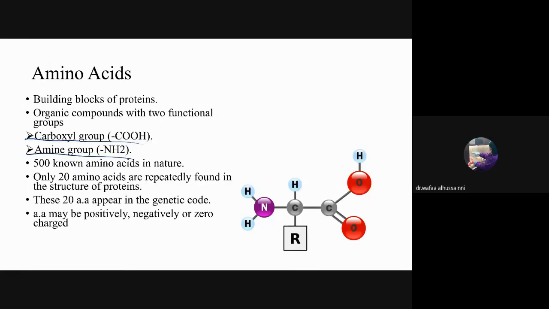There are 500 known amino acids in nature, but only 20 amino acids are repeatedly found in the structure of proteins in our systems. These 20 amino acids are in the genetic code of all living creatures. They can be positively charged, negatively charged, or zero charged. So this is going to depend on their classification, and we will study this later.